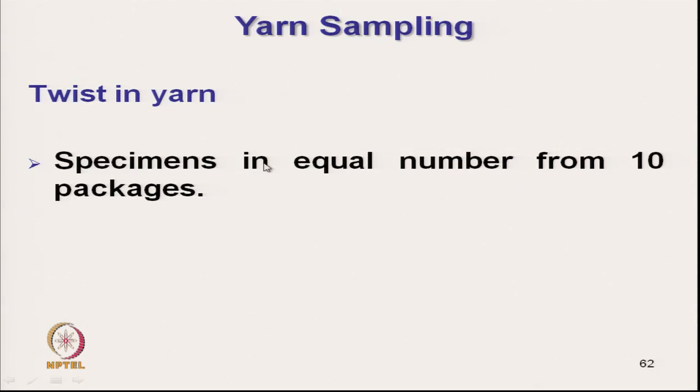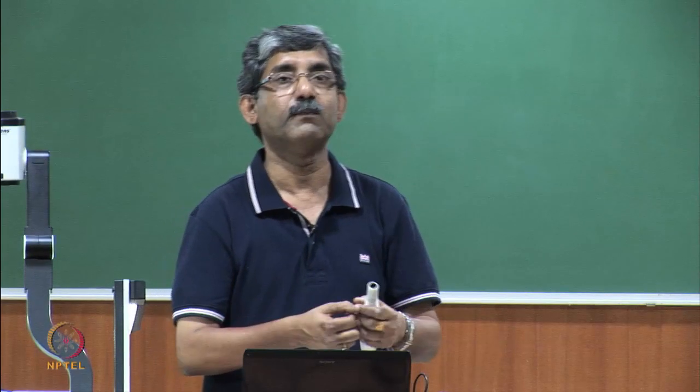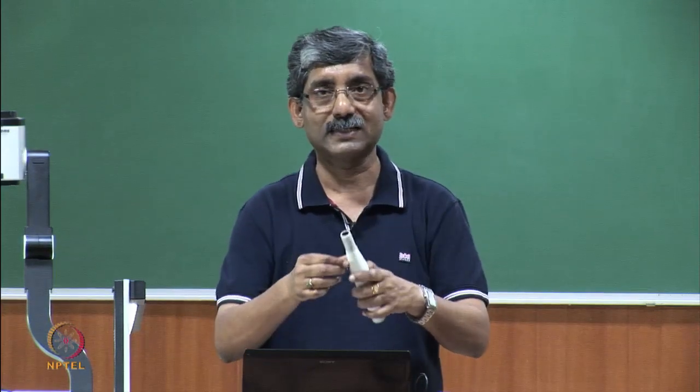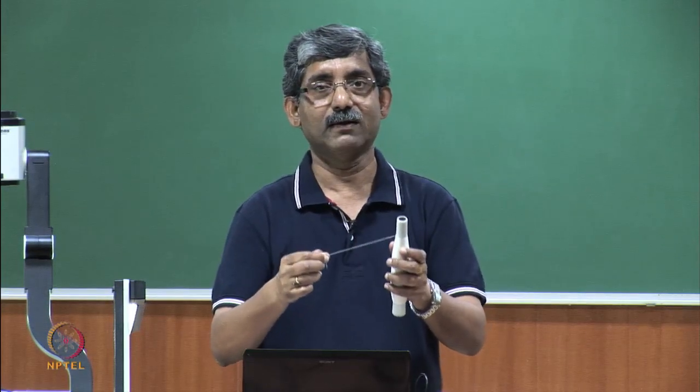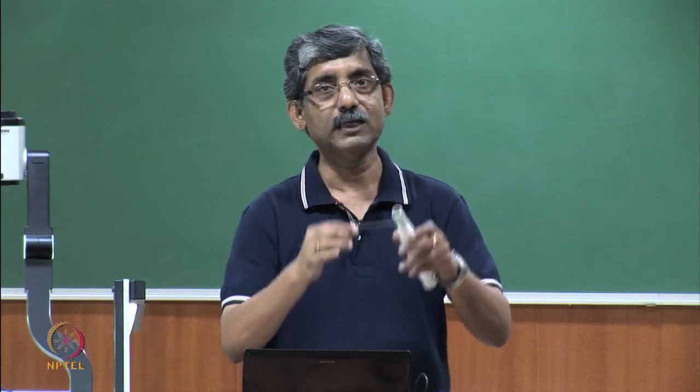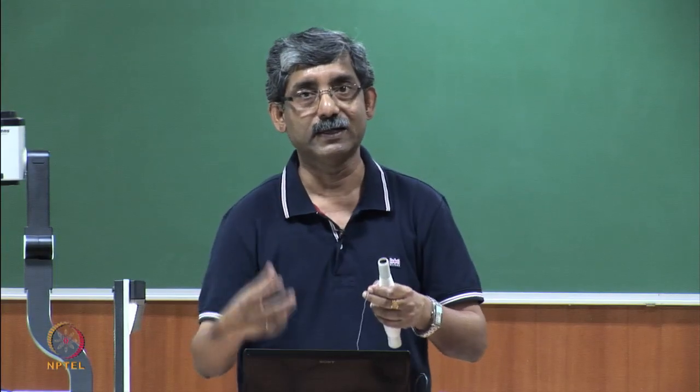Specimens in equal number from 10 packages we have to take. So, this is say one package. If we want to test twist, say 50 readings we want to take because of the statistical sample, so if we want to take 10 from 10 packages, that is 50 readings, from each package we have to take 5 readings.